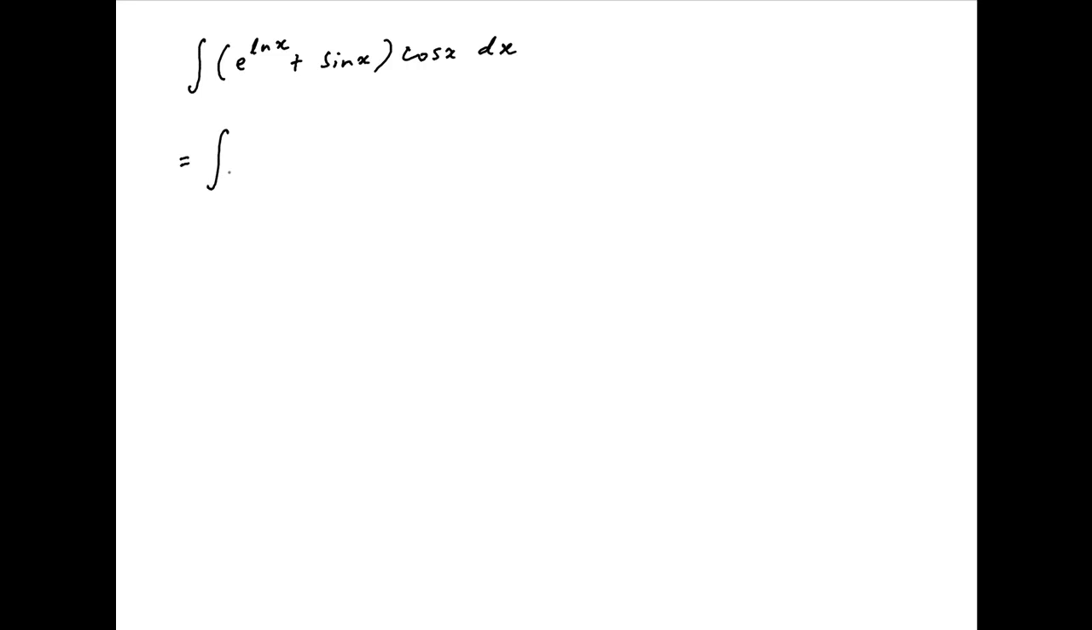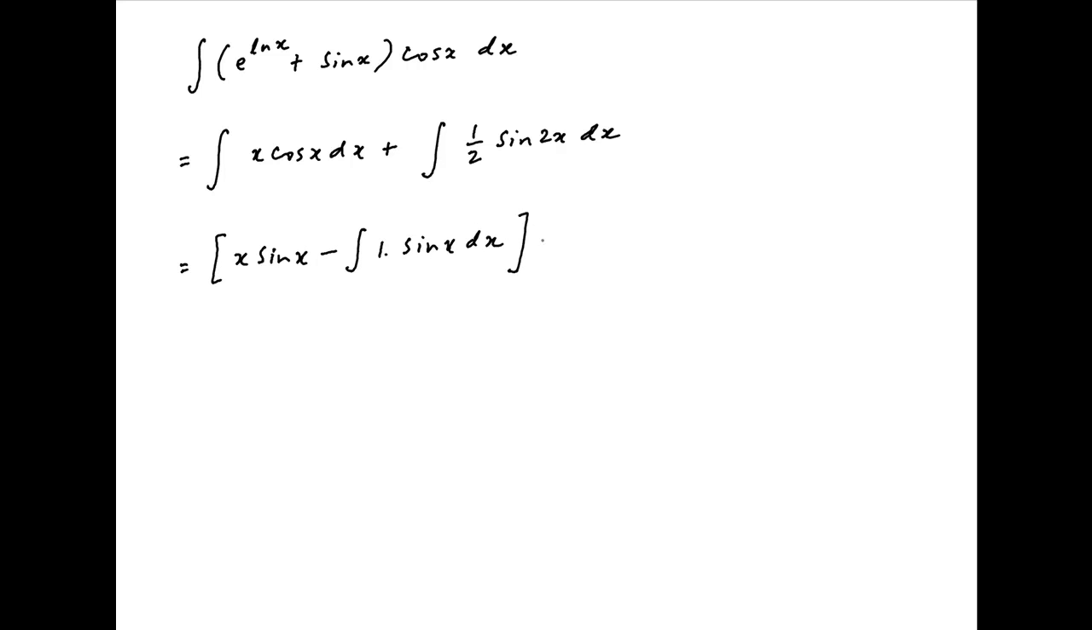e raised power x can be simplified and is equal to x. And therefore, the given integral can be broken into two parts. The first part is integral x cos x. And the second part is integral sin x cos x, which can be written as integral of half of sin 2x.